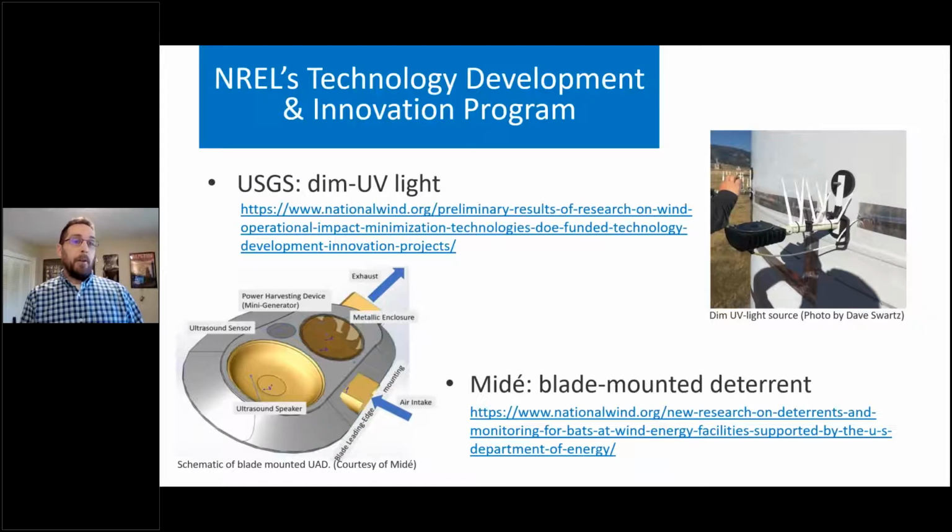There's also just a lot of other types of technologies being explored. The USGS is looking at the use of dim UV light to reduce bat activity around wind turbines. And there are other blade-mounted deterrent technologies being explored. These are in earlier stages of development and research, but we need this innovative thinking and different strategies so that we can have different options for different settings.